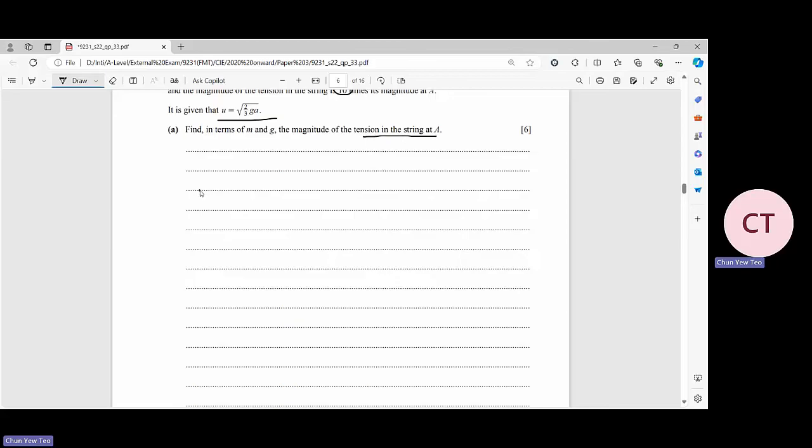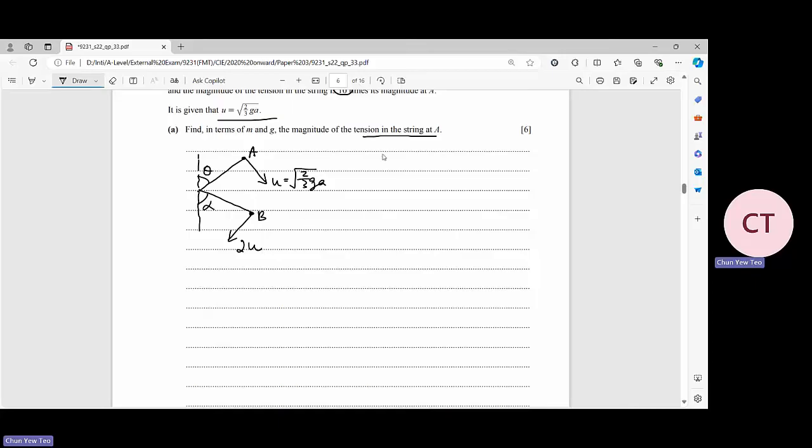So first of all, we draw a diagram. This is the point A. It makes an angle theta with the upward vertical. And you are moving with u, where u is equal to square root of 2 over 3 g a. Then after that, you go down to the point B, and the speed over here is 2u. This makes an angle alpha with the downward vertical.